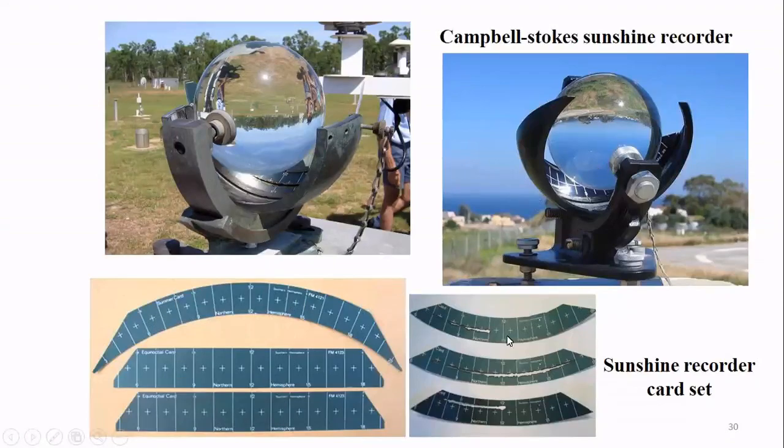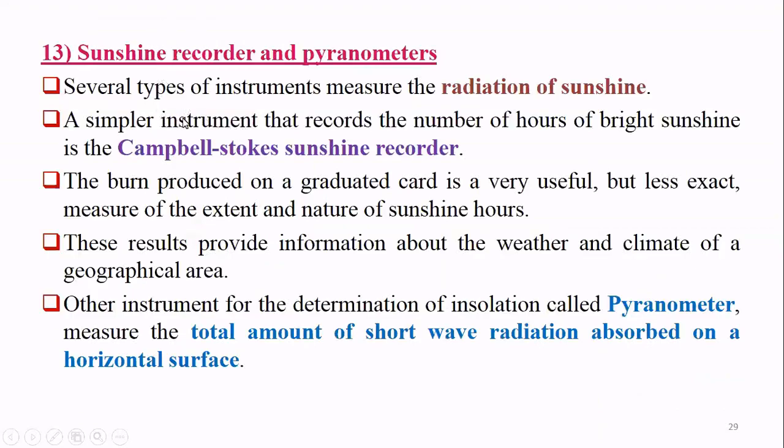There are 3 types of cards normally used: type 1, type 2, type 3. There is an area to put the card. Here you can see one card already put here also. Like that, the card can be inserted in this covered area. This instrument is a simple instrument used to measure the radiation, that means sunshine.